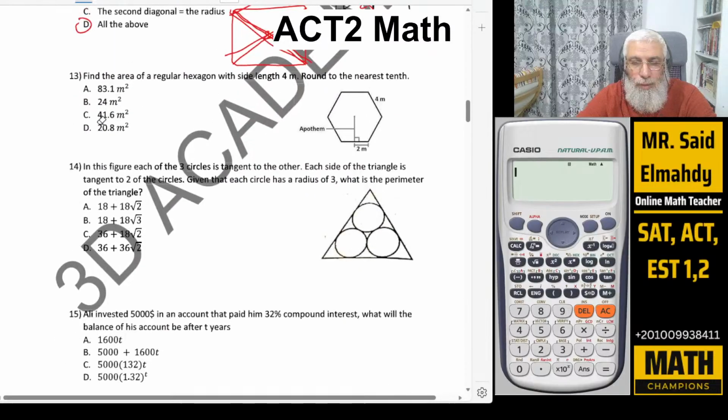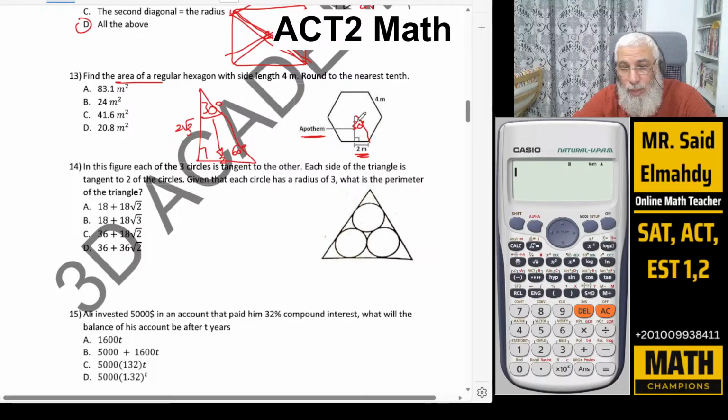Number 12, find the area of a regular hexagon with a side length of 4 meters, rounded to the nearest tenth. So we have 2 here, this is 2, and in the hexagon, this angle should be 30 degrees. This triangle, 30 degrees, and this is 60 degrees. We know that opposite to 30 degrees is 2, so this is 2 root 3. The apothem is 2 root 3.